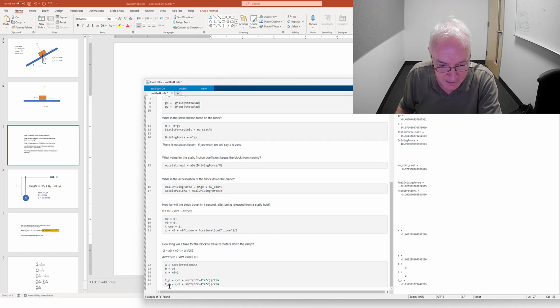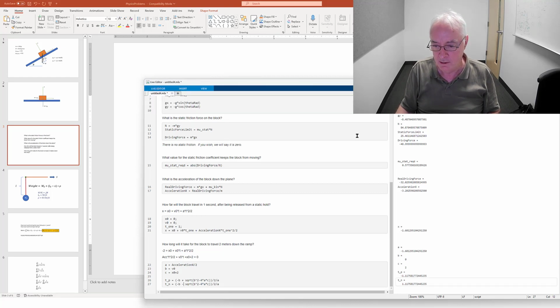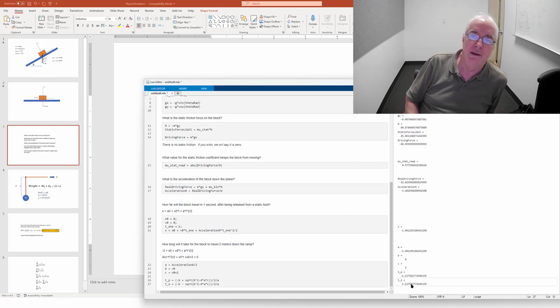And I'll paste that in. And this time I will call it Tn, T sub n, and we'll use the minus sign from the quadratic equation here. Right. And I'll hit run. And it's kind of funny how the negative one actually gives you the positive root.